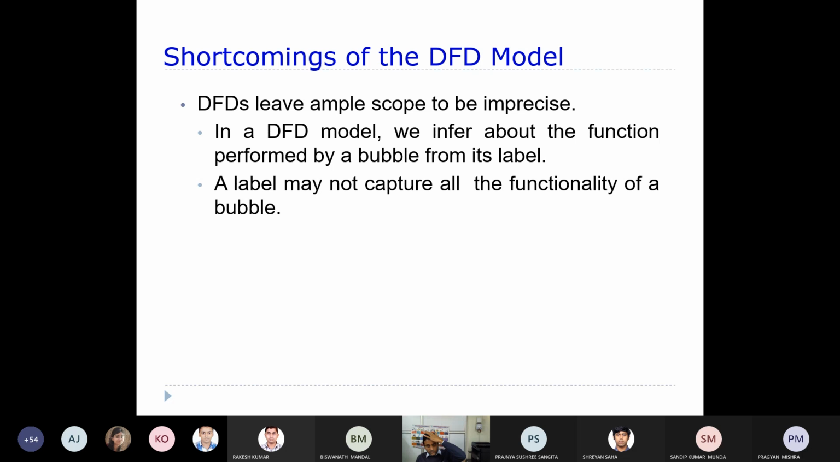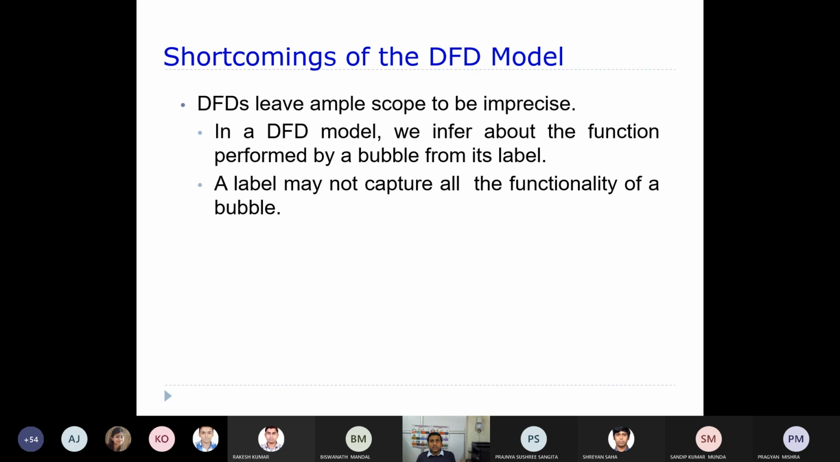Now, there are some shortcomings of these DFDs. That means there are certain things the DFDs are not going to represent. It gives scope to be very imprecise. Why? Because each and every bubble will be given a label, but whatever label you give to a bubble may not capture all of the functionality of that particular bubble, right?